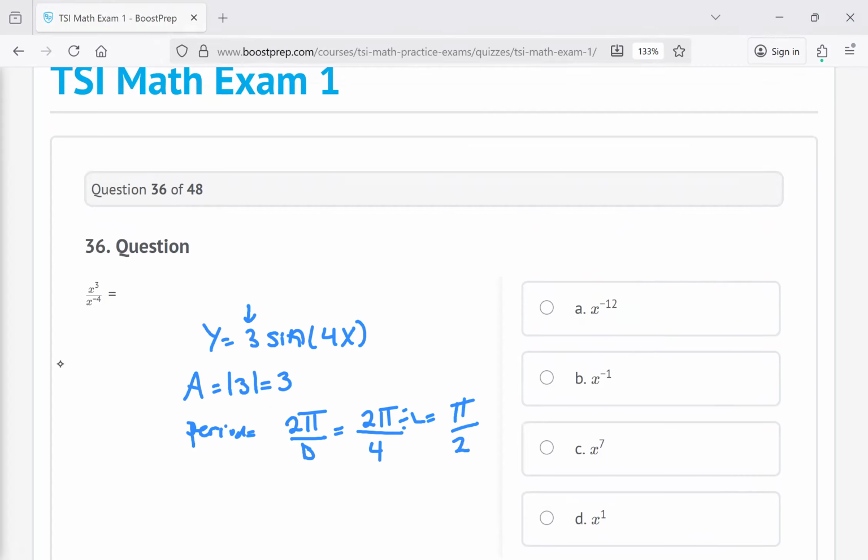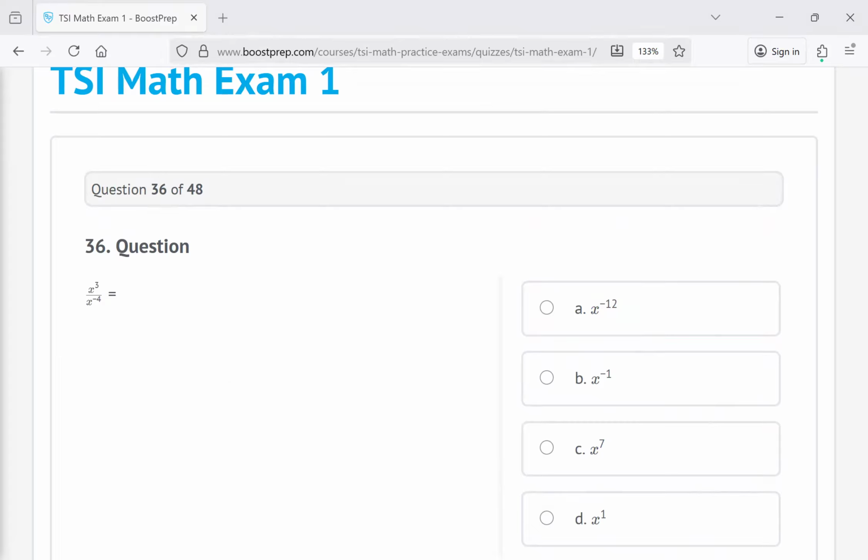Okay, this one says x to the 3 divided by negative x to the negative 4. When you're dividing with the same base, you subtract the powers. So it's 3 minus negative 4. Two negatives become a positive. So 4 plus 3 is 5, 6, 7. Letter C.